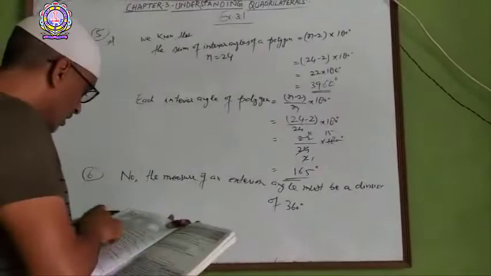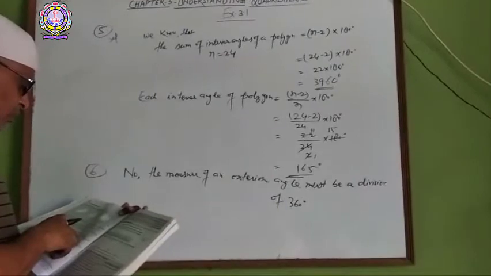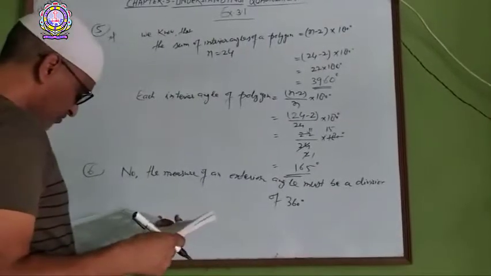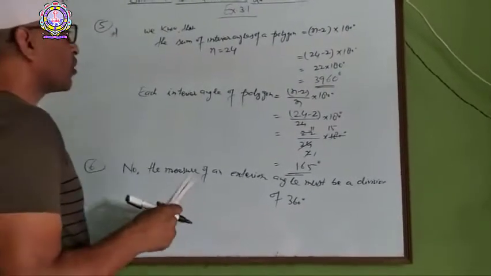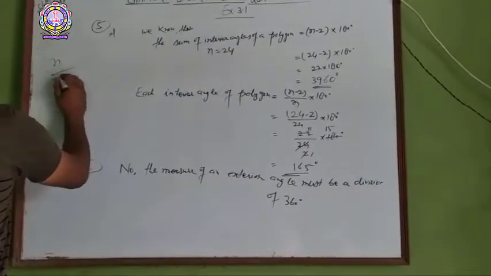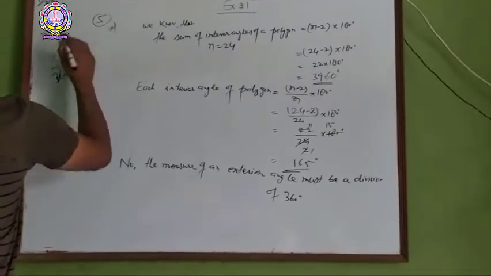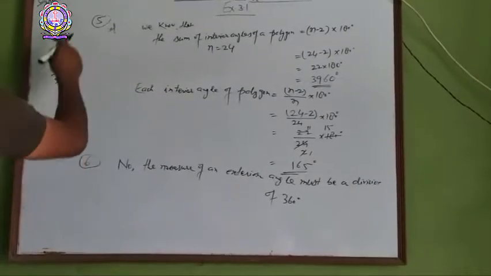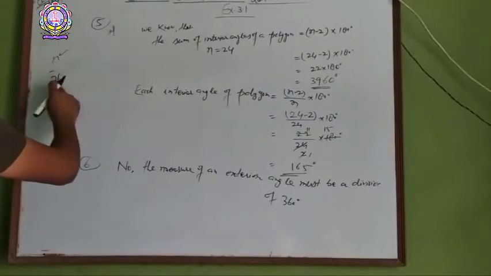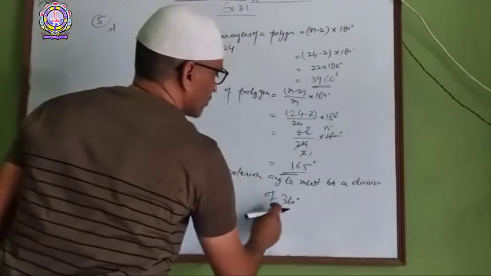Our question is: is it possible for a regular polygon to have an exterior angle of 70 degrees? You know the formula for the exterior angle of a polygon is 360 upon n, so n is the number of sides. Therefore, this number should be divisible by 360. Therefore, your answer will be: the measure of an exterior angle must be a divisor of 360.